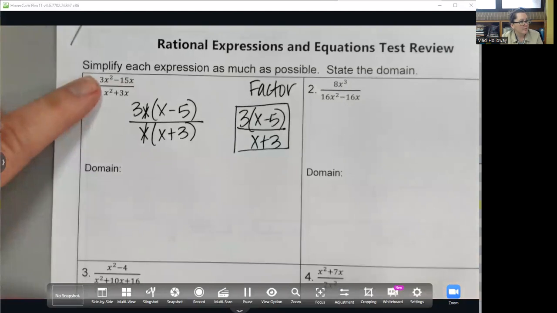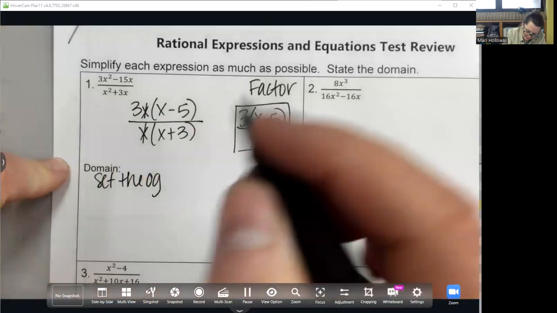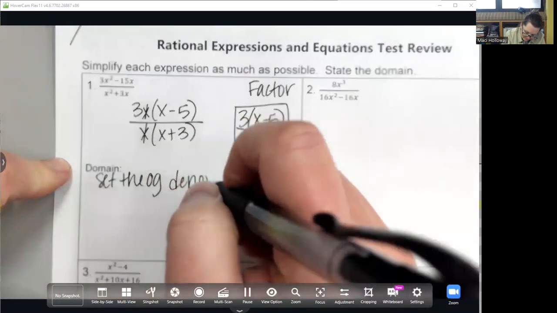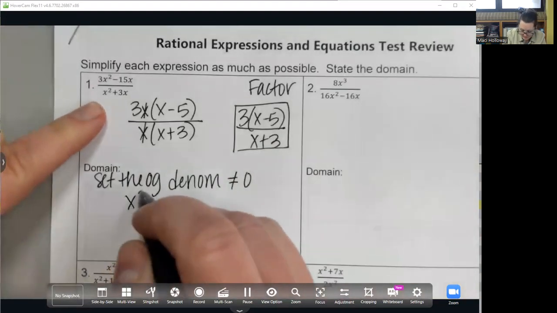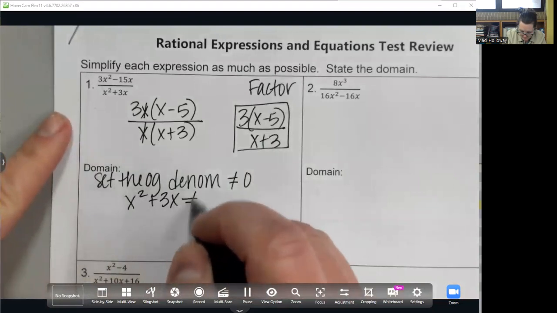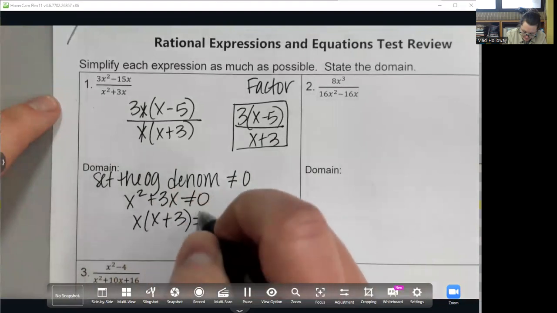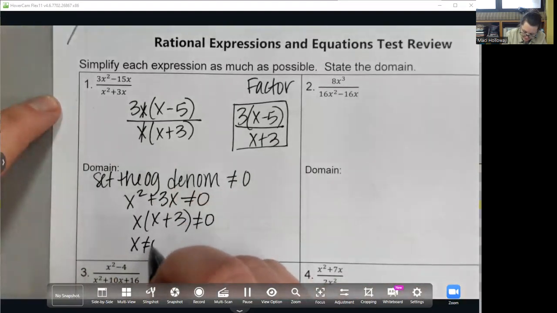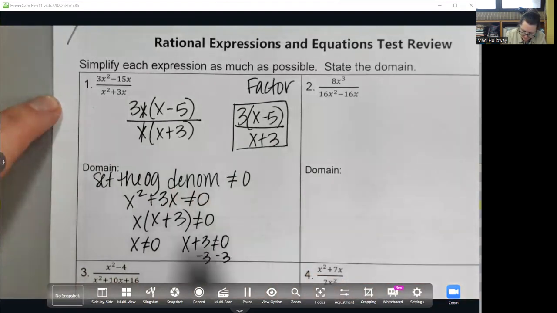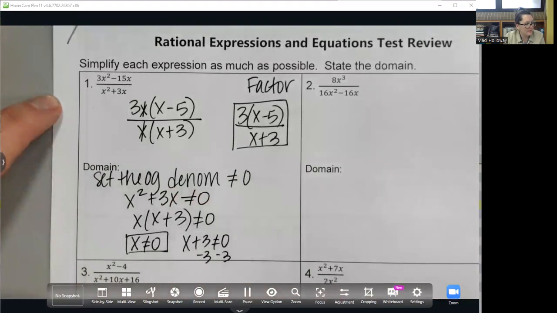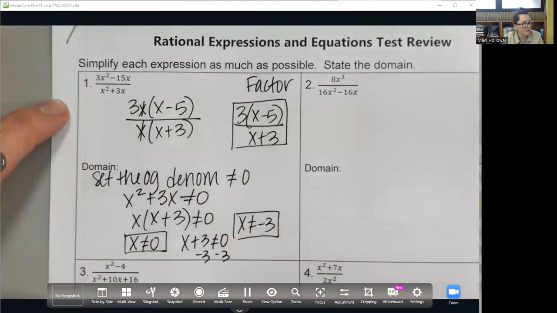Now remember, domain is set the original, the OG denominator, not equal to 0. So it's the very first one, x squared plus 3x not equal to 0. So we have x and x plus 3 does not equal 0. You have to separate them, x and then x plus 3, and then solve. So we're going to subtract 3. So one of your domain restrictions is x cannot equal 0. The other one is x cannot equal -3. So make sure you put both of those.